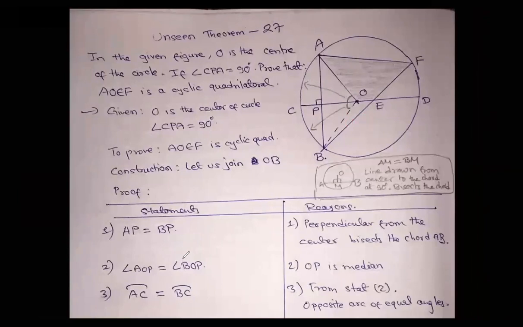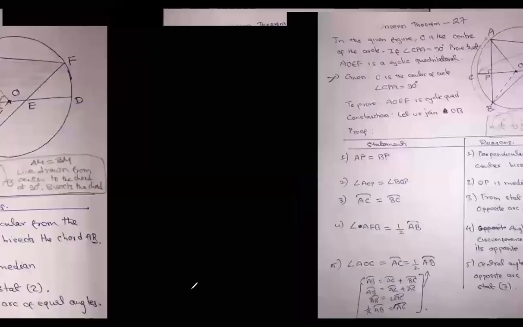So what is the opposite arc of BOP? BOP will be this angle. The opposite arc of this angle is BC. BC arc. Right? So from statement 2, these two angles are equal, so the arcs opposite them are also equal. That's why they are equal to each other.